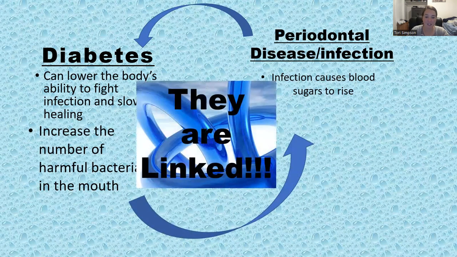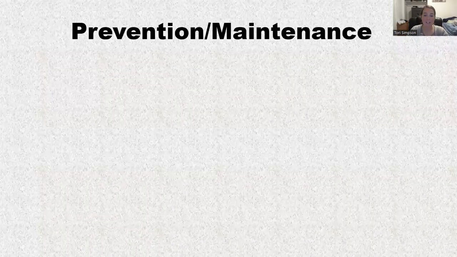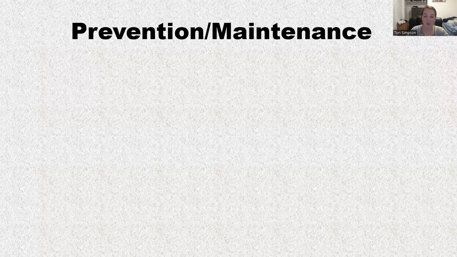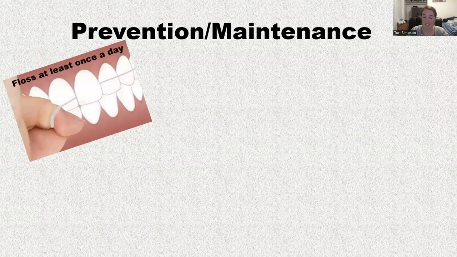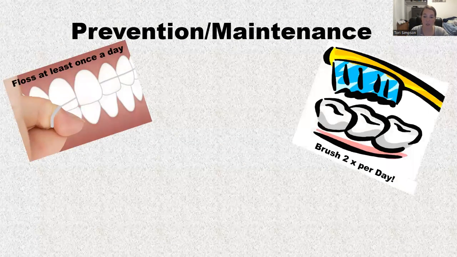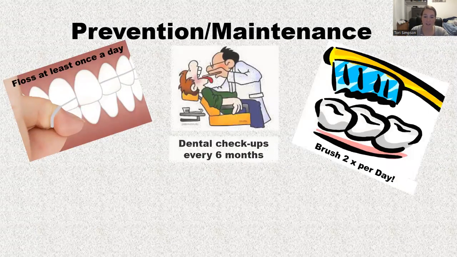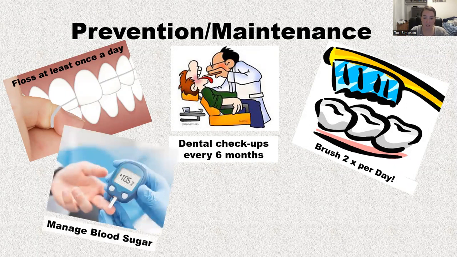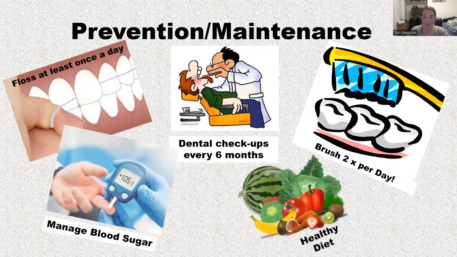Since the two conditions are linked, it is very important to manage both diabetes and periodontal disease. Patients can accomplish this by maintaining good oral health, by flossing at least once a day, brushing 2 times a day, attending regular dental checkups and cleanings every 6 months, managing their blood sugars, eating a healthy, balanced diet, and having regular checkups with their primary physician.